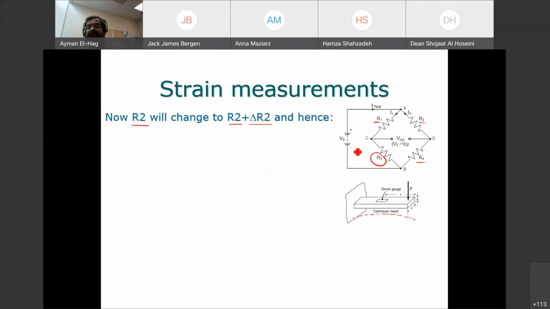There is no specific reason why R2. It could be R1, R3, or R4. It doesn't really matter. It could be any of those. So there is no specific reason. Thank you for the question. It is R2. Okay, now let's derive the formula.